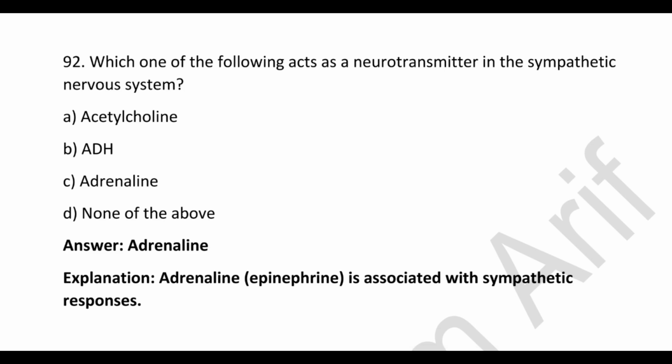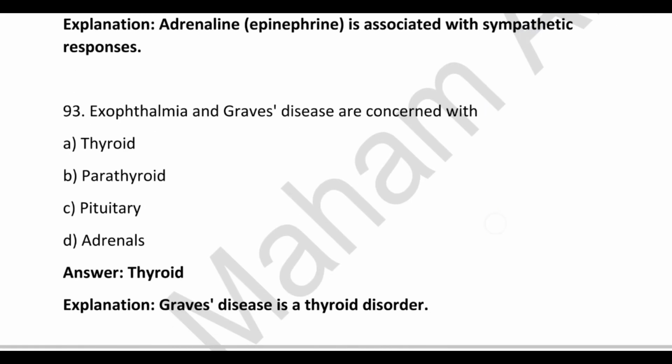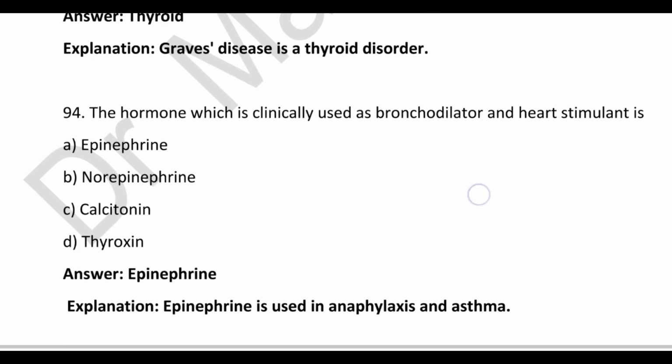Which one of the following acts as a neurotransmitter in the sympathetic nervous system? Correct answer is option C, that is adrenaline, because adrenaline, also called epinephrine, is associated with the sympathetic responses. Exophthalmia and Graves' disease are concerned with. Correct answer is thyroid, because Graves' disease is a thyroid disorder. The hormone which is clinically used as bronchodilator and heart stimulant is. Correct answer is option A, that is epinephrine, because it is used in anaphylaxis and asthma.